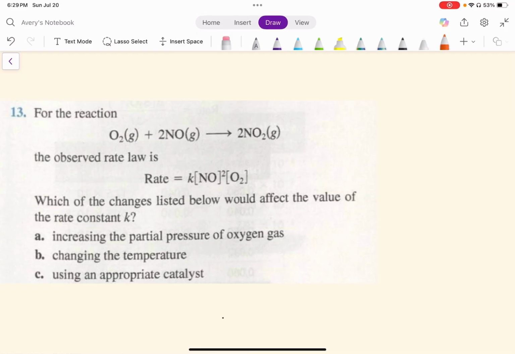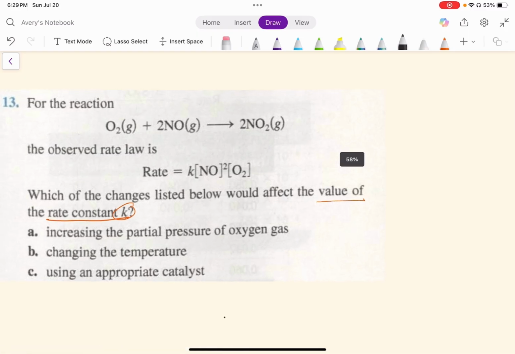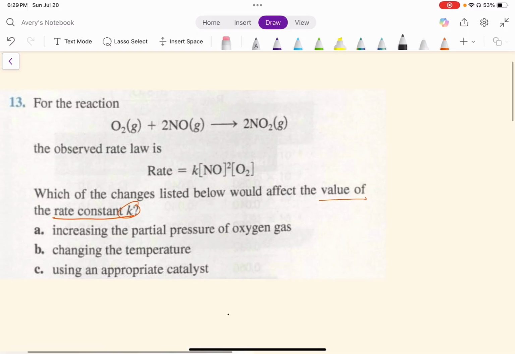Since we are looking at the rate constant K, specifically the value of K, we need to look at a very important equation. This equation is the Arrhenius equation. If you're not sure exactly what this equation is, it's on page 22 of our chapter 12 notes that Professor Ryan has provided us with. The equation looks like this: k equals A e to the power of negative Ea over RT.